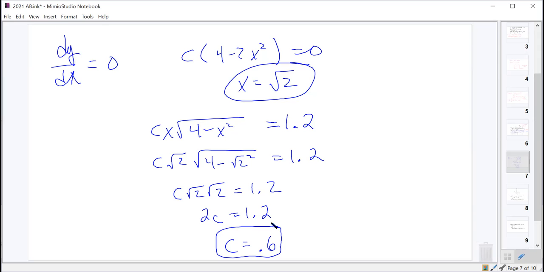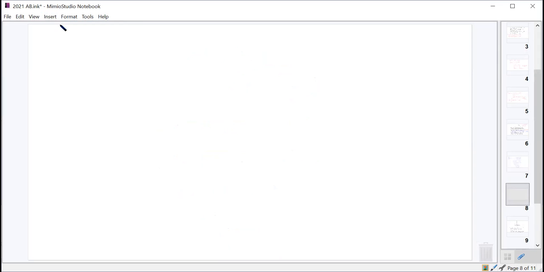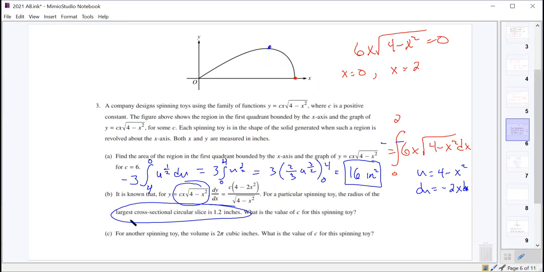Great. All right, and then part D, for another spinning toy, the volume is 2 pi. We want to find the value of c for that. So how are we going to do that? Volume ought to be pi times that radius squared. What is the radius? Just that y value, right?